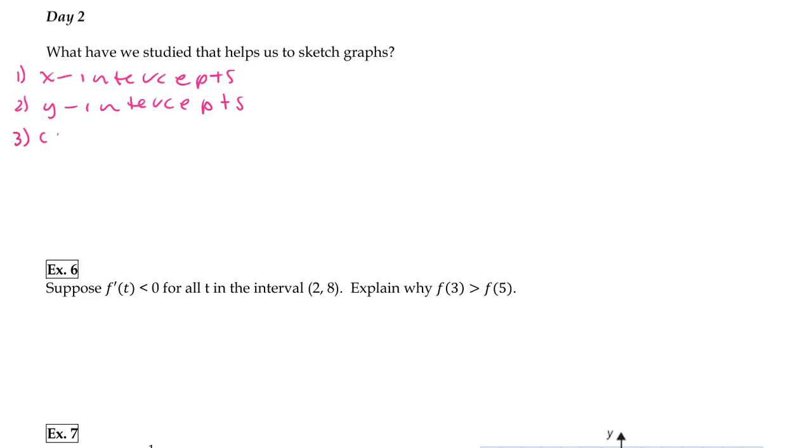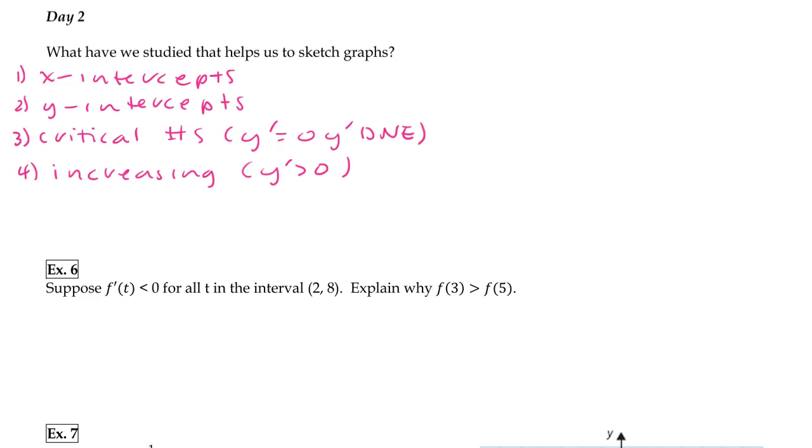Now, kicking it up a notch this year, we learned about critical numbers, when the derivative is 0 or does not exist. This helps us to possibly find some relative max and mins. We can also tell now if a function is increasing. We didn't know how to do this before because we didn't know that it's when the derivative was positive. We also can find when a function is decreasing, and that's when the derivative is negative.